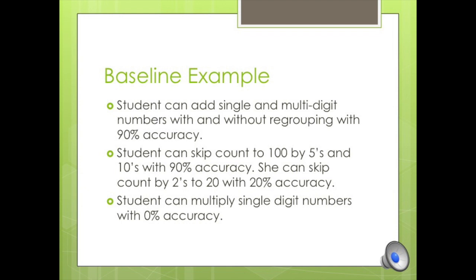Okay, let's look at an example. Student can add single and multi-digit numbers with and without regrouping with 90% accuracy. This student can also skip count to 100 by 5s and 10s with 90% accuracy, and she can skip count by 2s to 20 with 20% accuracy. The student can multiply single-digit numbers with 0% accuracy.